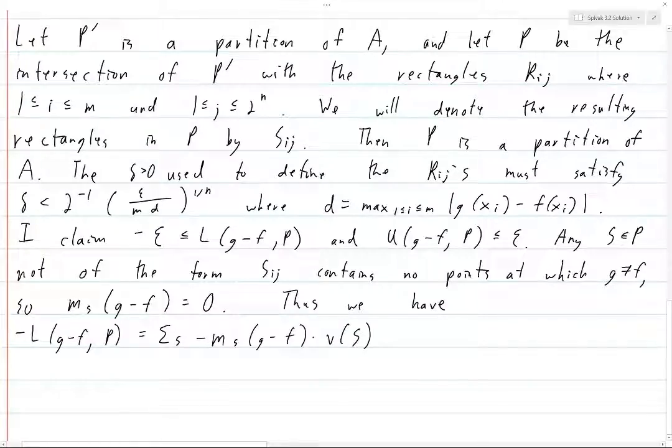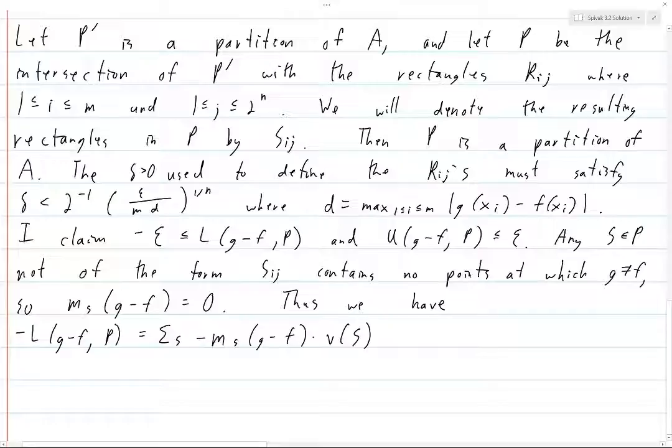We have a minus sign because it's minus L, and L is defined as this positive sum, and so we have this negative sum here. Okay, so we have the sum over all S.